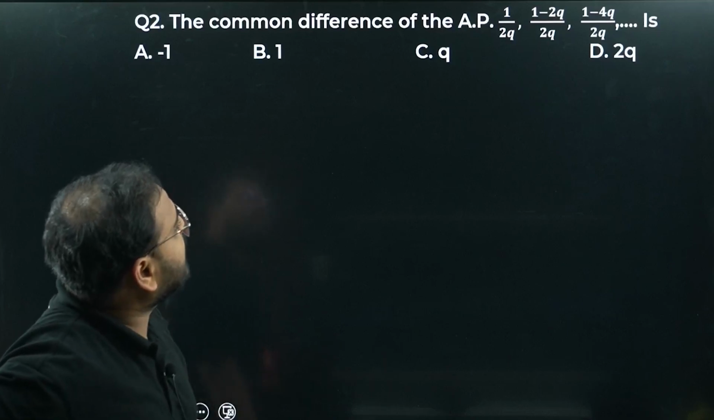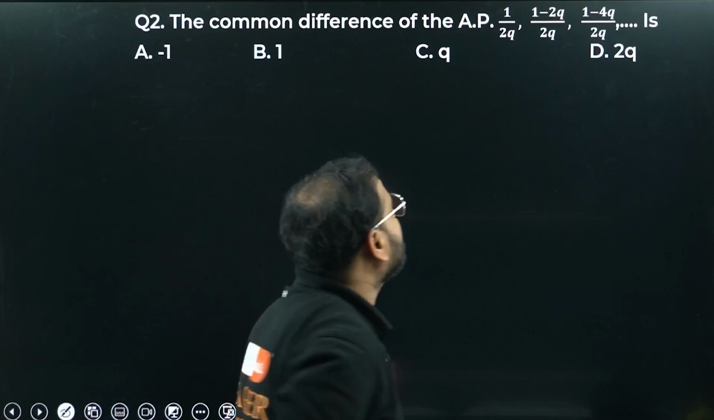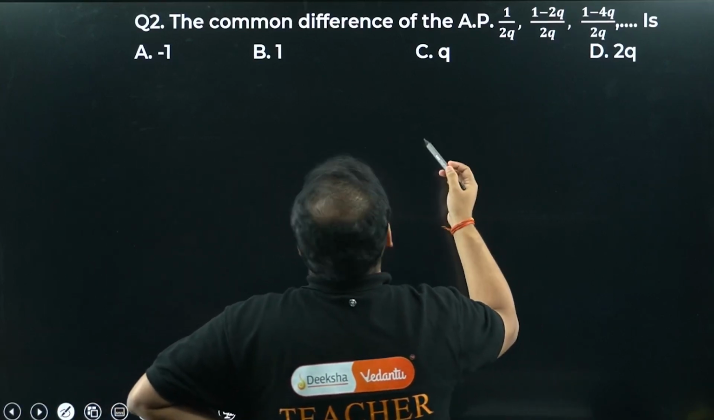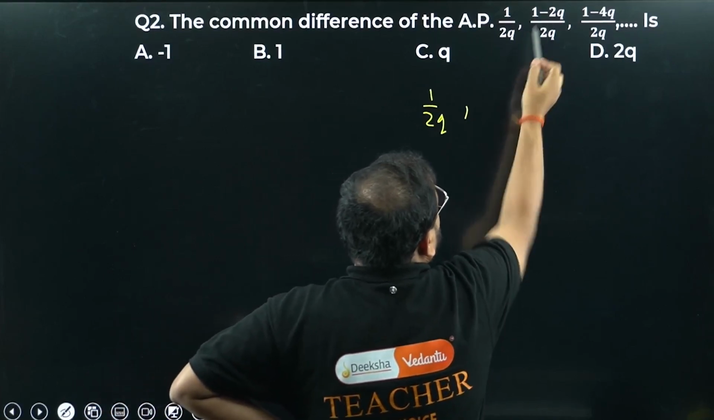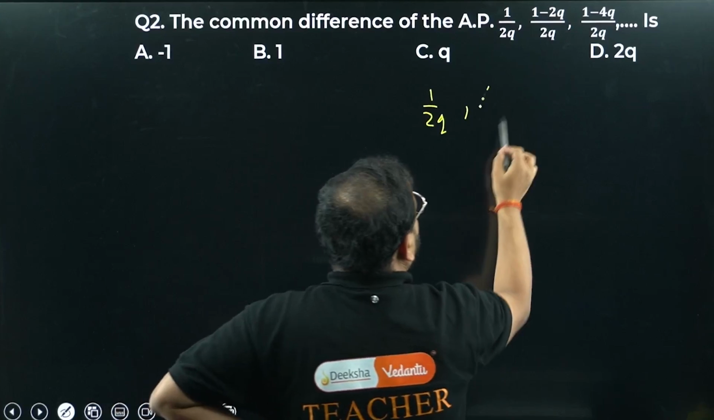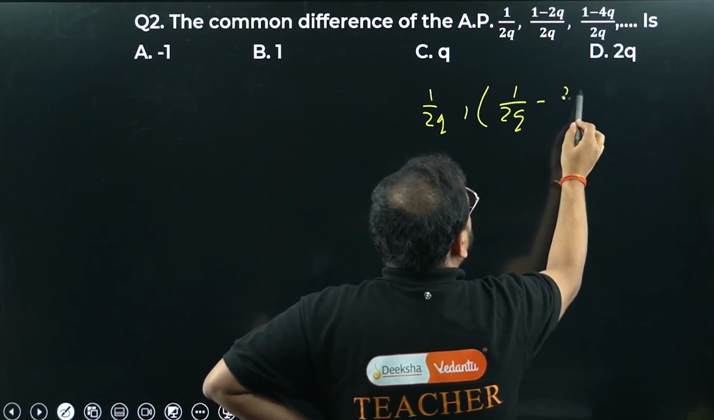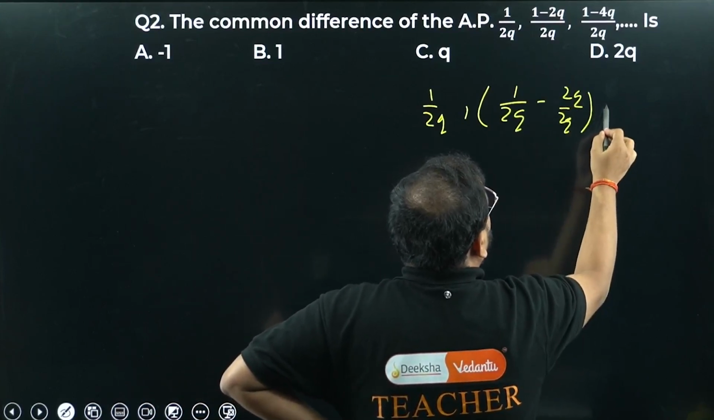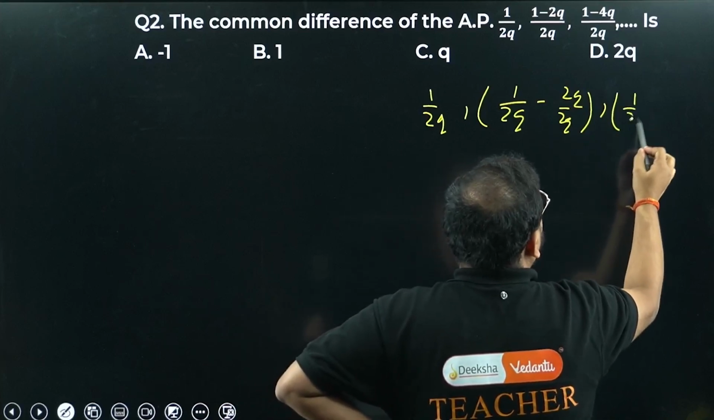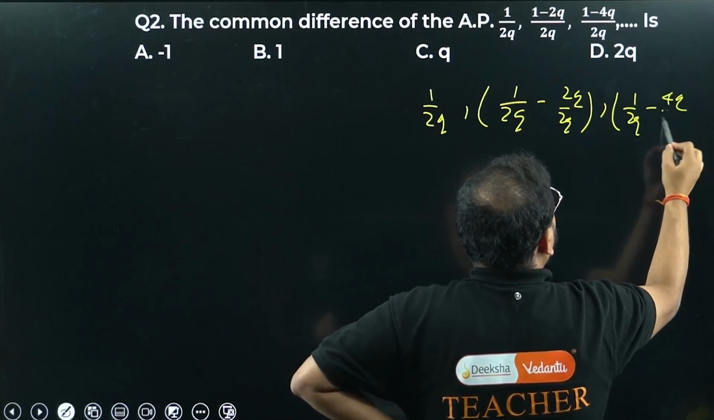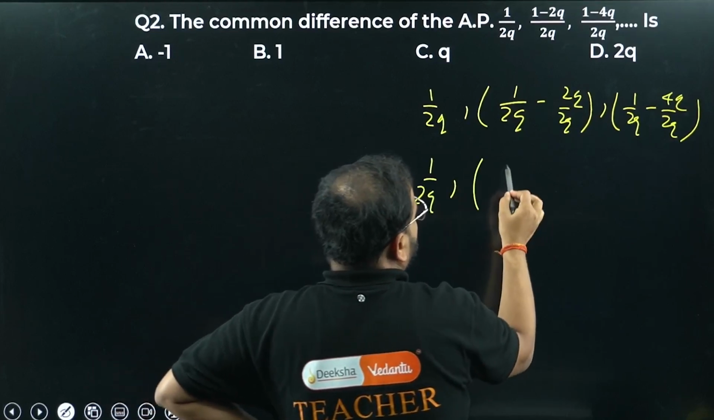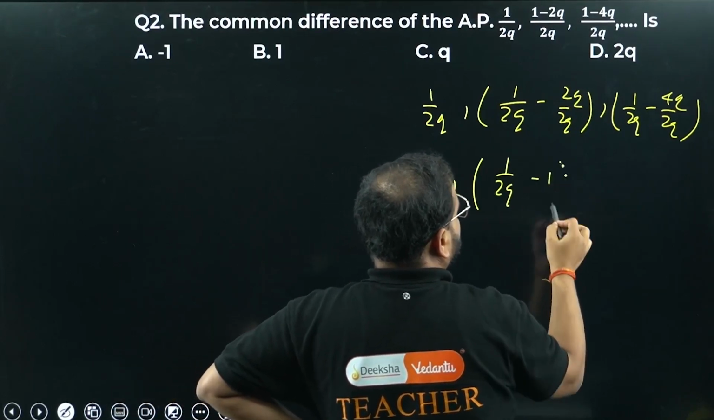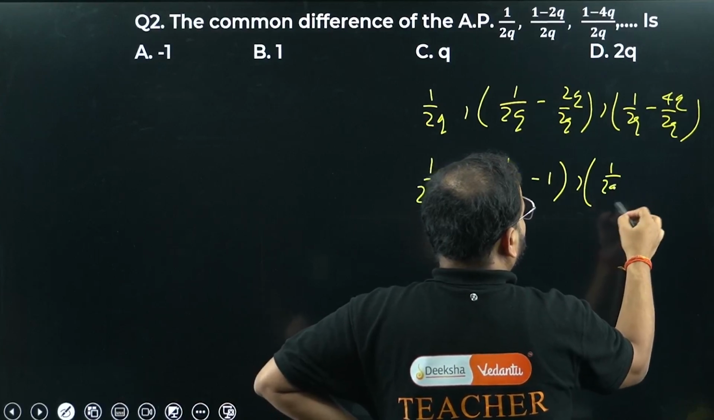Question number 2: the common difference of the AP. I've done this question in the class also, but please check. It was a good question. 1 by 2Q is the first term. Second term is what? Separate it for the numerator. Check for the second term: 1 upon 2Q minus 2Q upon 2Q. Next one: 1 upon 2Q minus 4Q upon 2Q. Simplify this. First term is 1 upon 2Q. Second term is 1 upon 2Q minus 1. Third term is 1 upon 2Q minus 2.